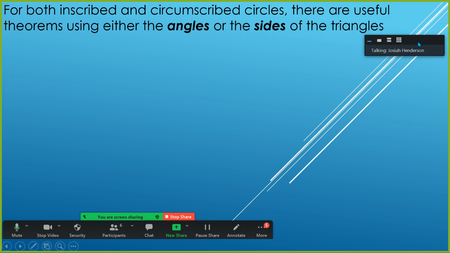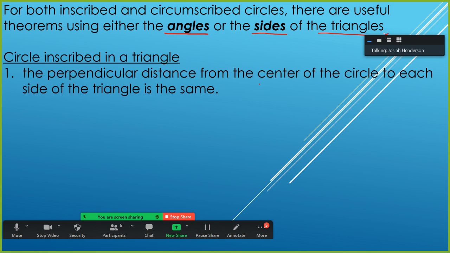So like I've said, for both inscribed and circumscribed circles, there are useful theorems using either the angles or the sides of the triangles. So let's talk about a circle inscribed in a triangle first. Circle inside the triangle, basically. So we have some random triangle here, and there's a circle that is adjacent and intersects each side at just one place. Now, I'm just drawing this freehand, so it might be a little off. And here's our first theorem. The perpendicular distance from the center of the circle to each side of the triangle is the same.